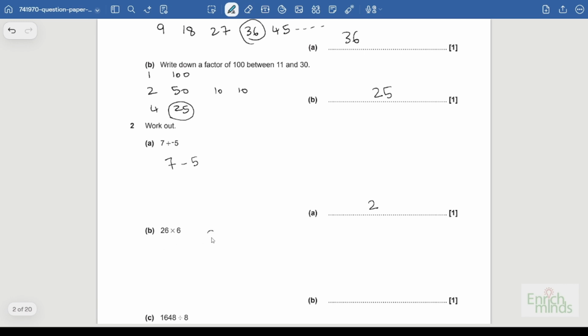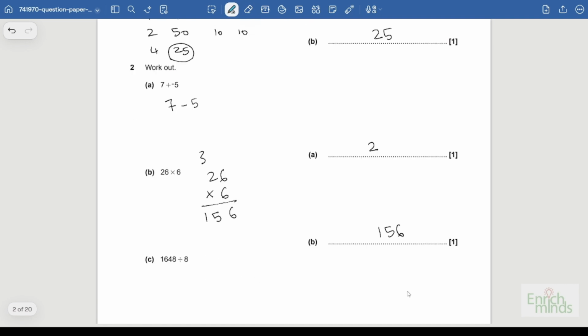26 times 6. So 26 is multiplied by 6 to get the product. 6 times 6 is 36. 6 twos is 12 plus 3 is 15. So the product here is 156.